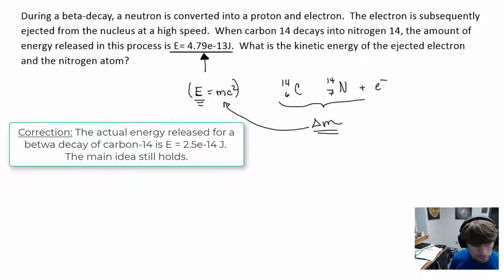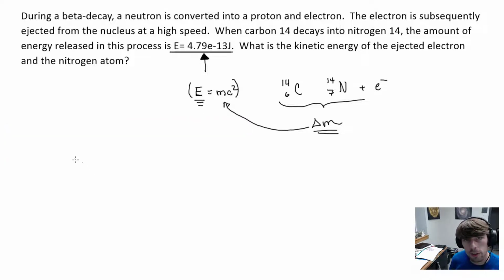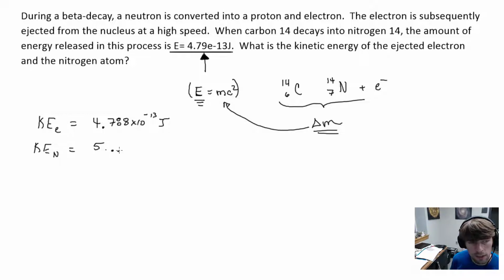Now the issue was, if this is how much energy is released, then that means that the kinetic energy of the electron will always be this 4.788 times 10 to the negative 13th joules. And the kinetic energy of the nitrogen will always be this 5 point whatever times 10 to the negative 16th joules.